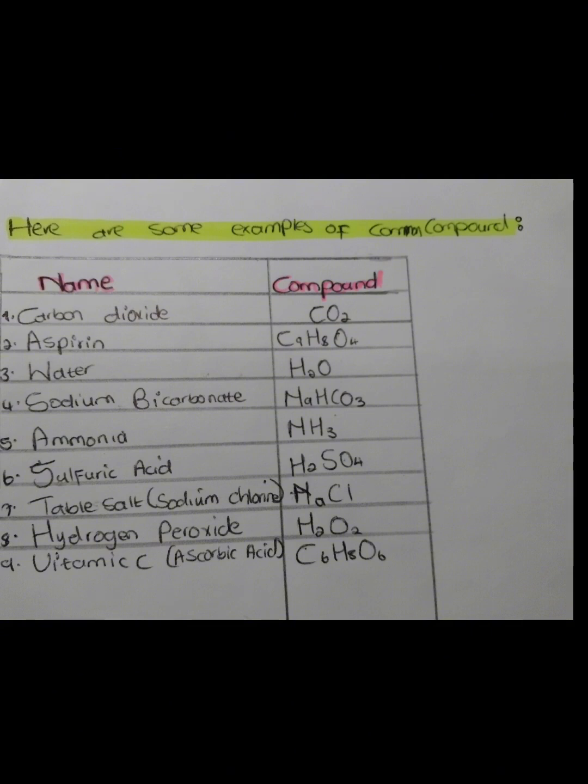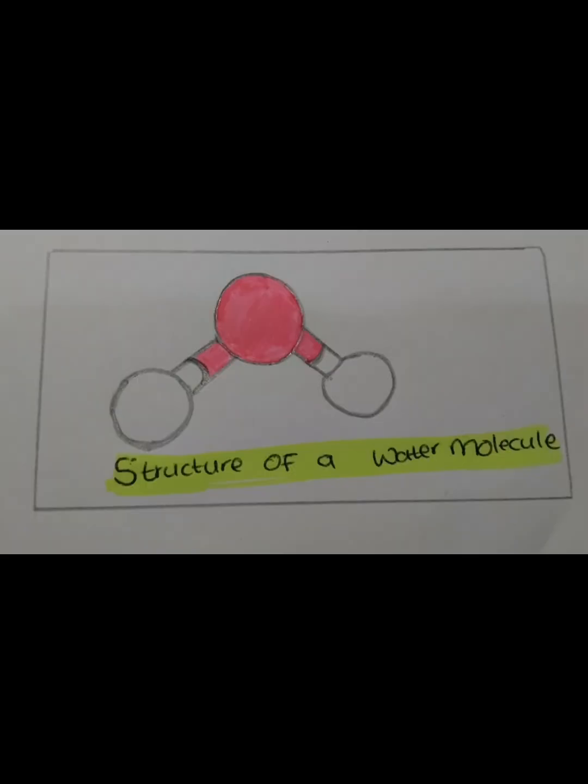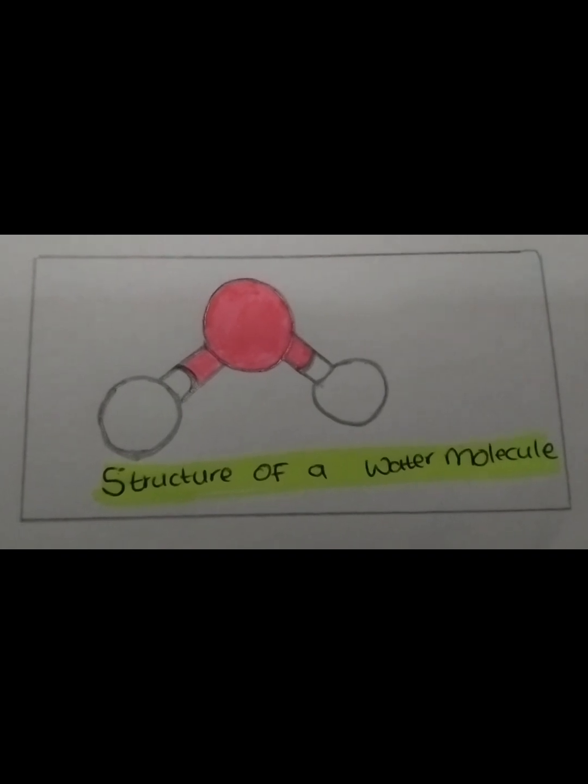There's a table showing types of common compounds, the names as well as the formulas. I have nine examples here. The first one is carbon dioxide, CO2, then aspirin, water, sodium bicarbonate, ammonia, sulfuric acid, table salt, which is sodium chloride, hydrogen peroxide, as well as vitamin C, which is ascorbic acid. We also have the structure of a water molecule. This is my mini diagram to show what a water molecule looks like.